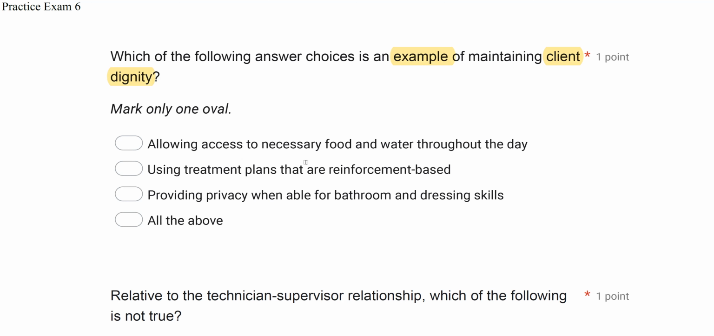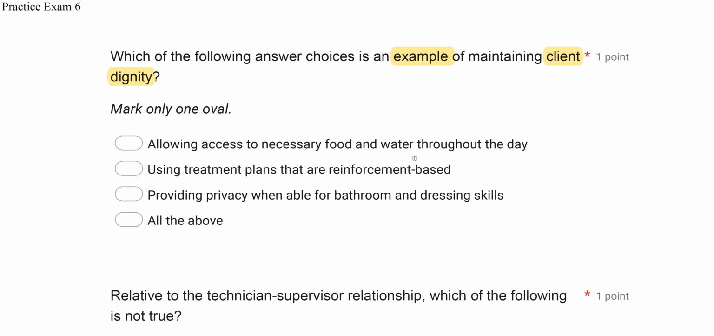A, allowing access to necessary food and water throughout the day. Well, absolutely. Now, there are stipulations here, right? Because we might sometimes withhold food, snacks, and that kind of thing as reinforcement, but you can't withhold meals, right? If they are necessary food and water, just nourishment, you can't withhold those things. That is undignified.